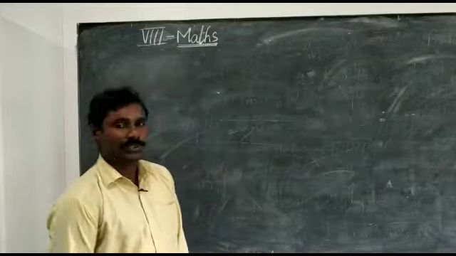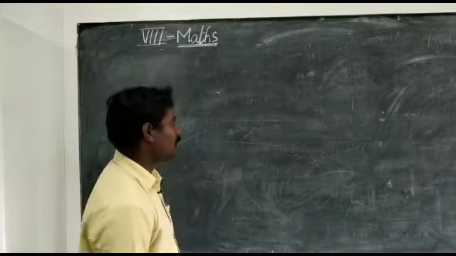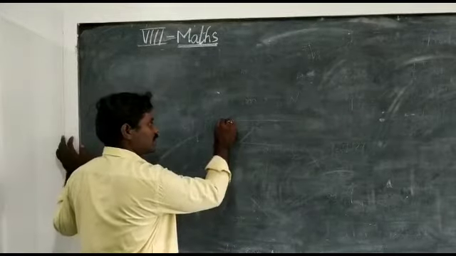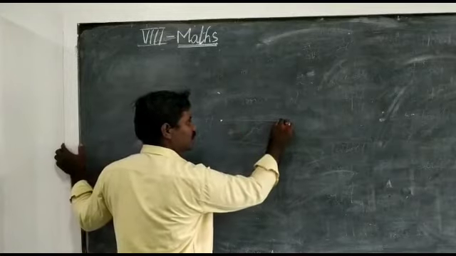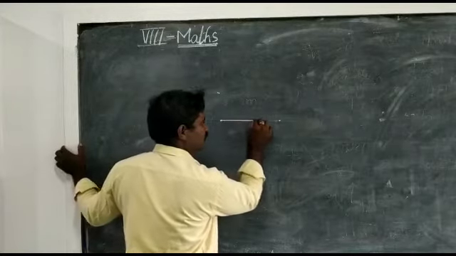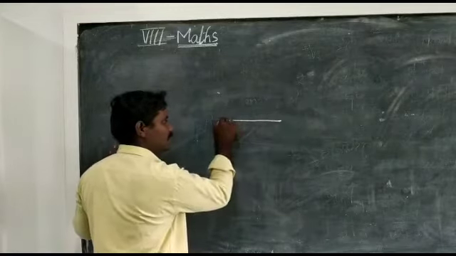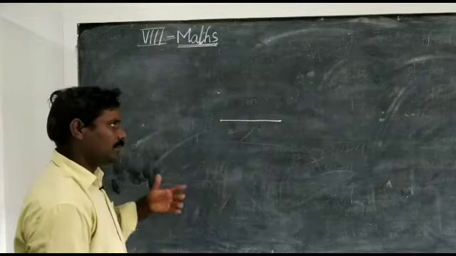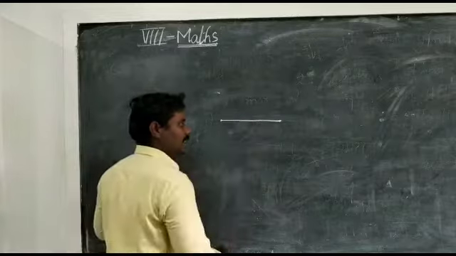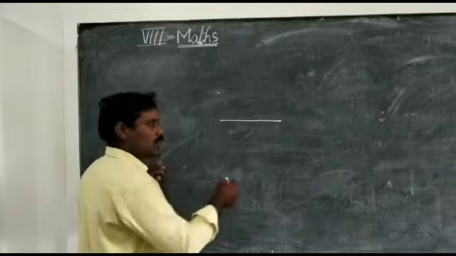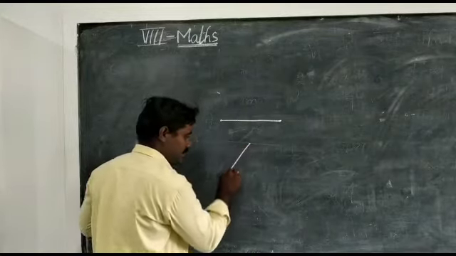Now we are going to the new topic. Before going to the topic, we are going to the basics of the topic. Now I am taking 2 points and join them. We can get a line segment because it is having 2 endpoints. Now I am taking 3 line segments which form a closed figure like this.